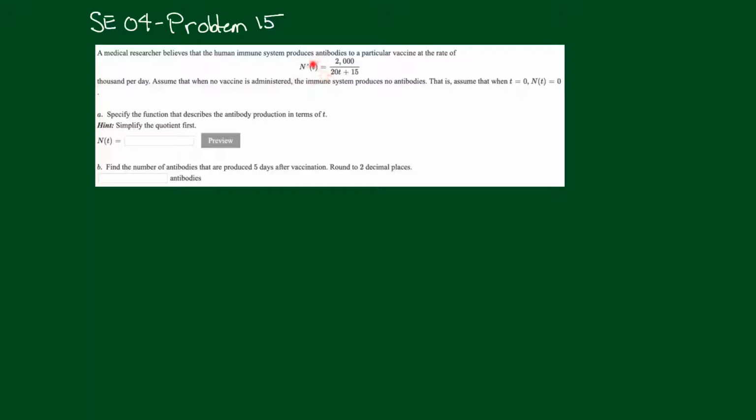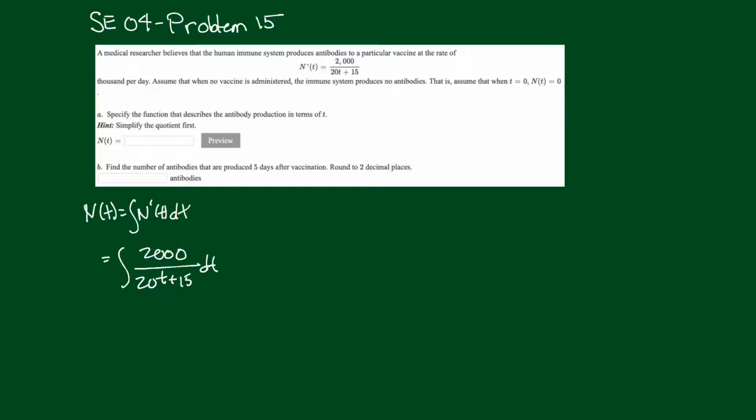Okay, this function here describes the rate of change of antibody production. We want the function itself. So we have to find n of t. So let's integrate here. We know that n of t is going to be the integral of n prime of t dt. All right, so we're going to integrate this quotient, 2,000 over 20t plus 15 dt.